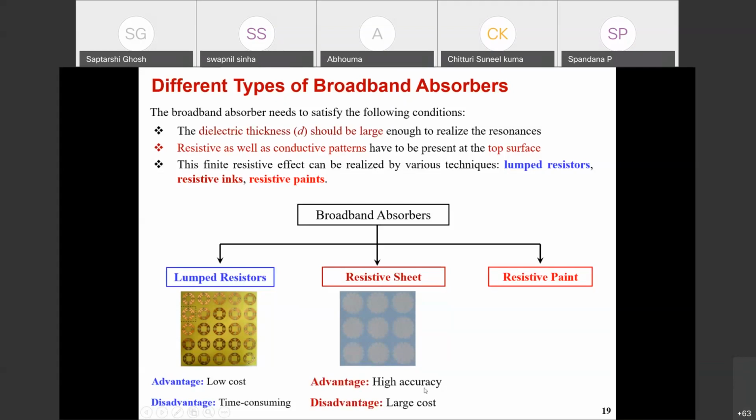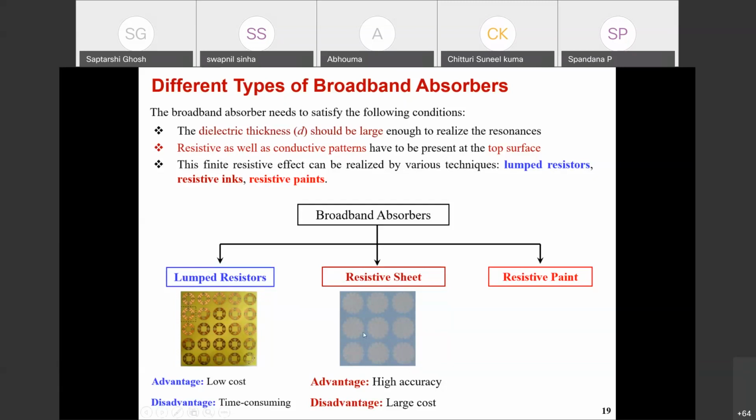The advantage is that it is highly accurate because you are using the laser to etch the unwanted part. The disadvantage is that you need to use the laser or micro machining technique, which is very costly. So therefore, if you have this laser etching machine, you can use resistive sheet. Otherwise, you have to go for the lump resistor.